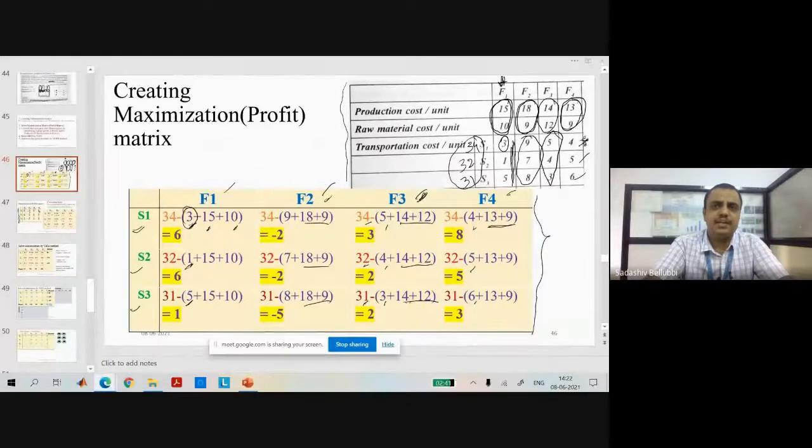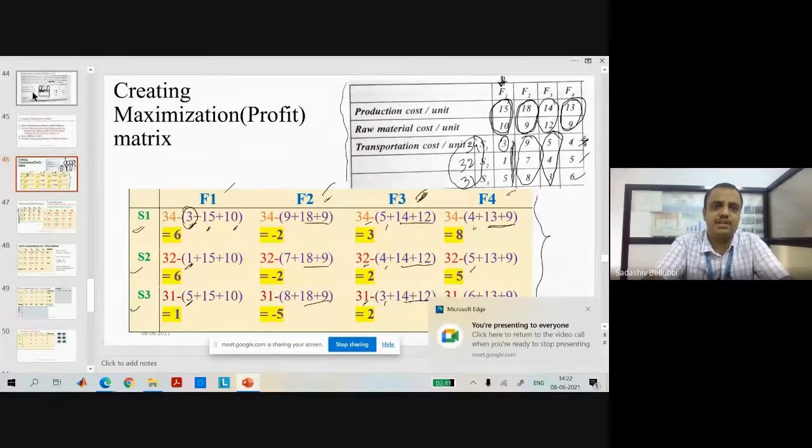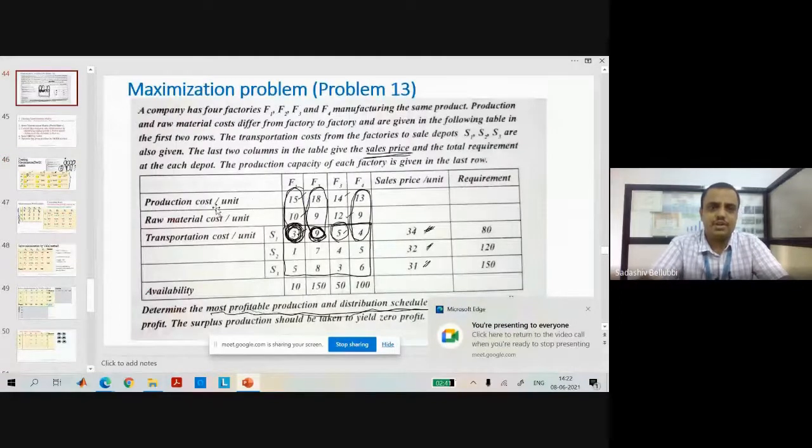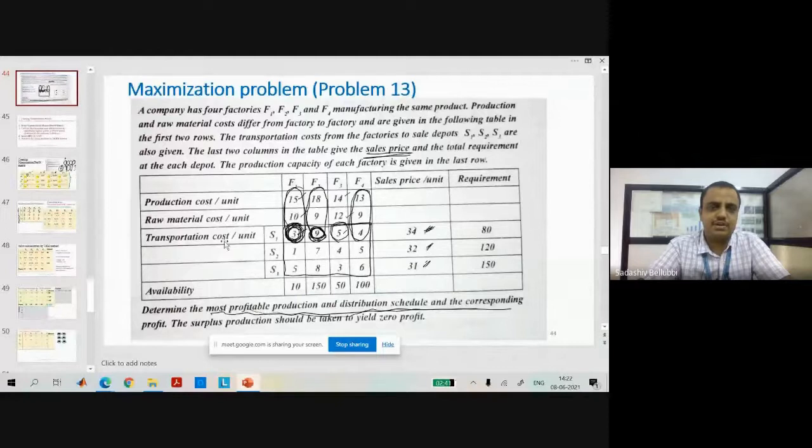Next one, 15 and 10 will be that production cost and raw material cost. In the problem, a production cost per unit is given, a raw material cost per unit is also given, and the transportation cost per unit is given. At the same time, they are given the sales price also. The sales price has 34, 32 and 31.